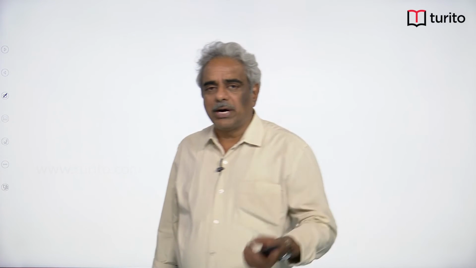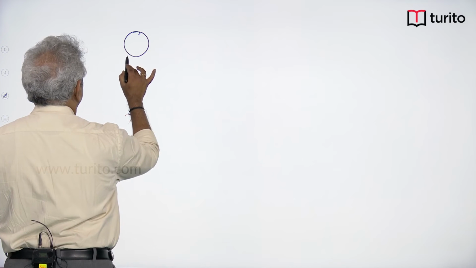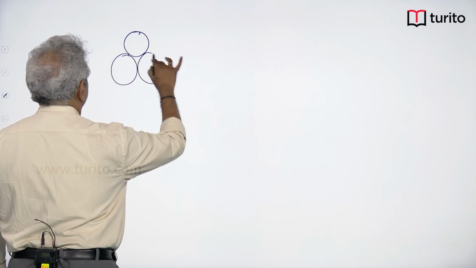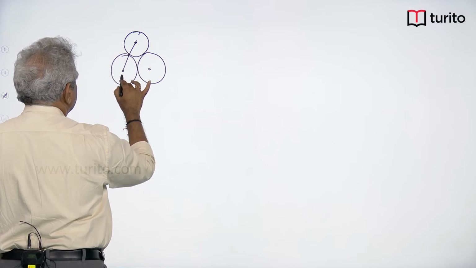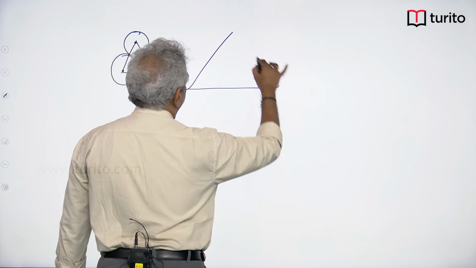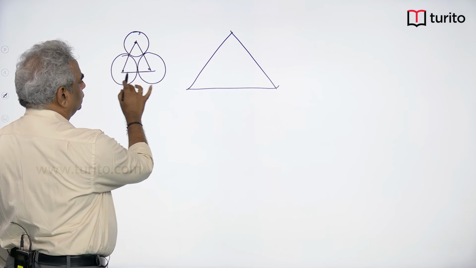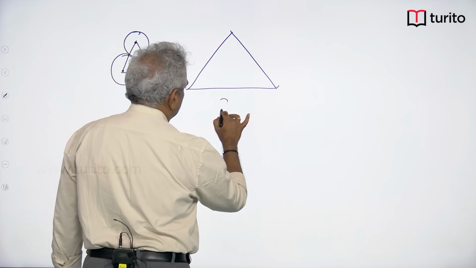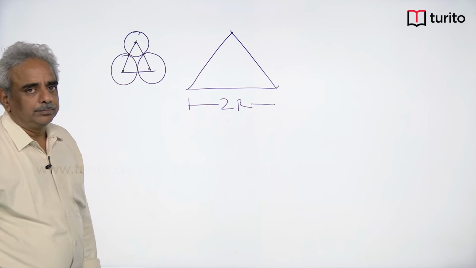Now, coming to sizes of the voids, we have now located where the voids are present, and now let us work out the size of each void. Let us take the triangular void. This is a triangular void with 3 spheres. You can connect the centers like this, so you get a triangle like this, and the edge of the triangle is making 2 r. So, each edge is 2 r.